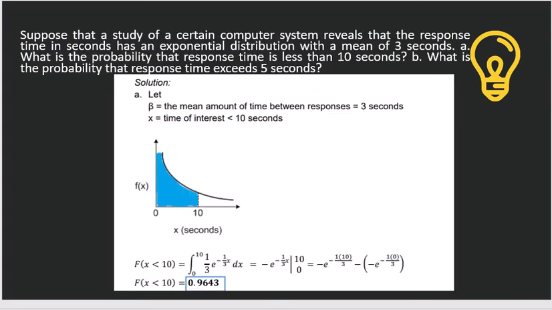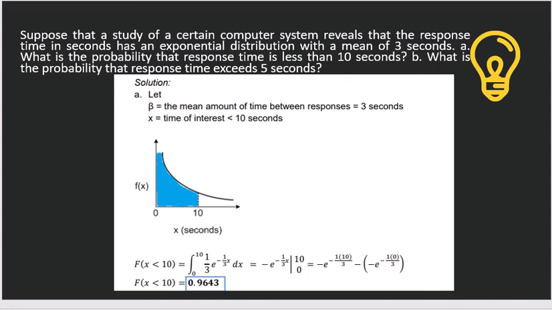So we have the given formula. We have the given example. Suppose that the study of a certain computer system reveals that the response time in seconds has an exponential distribution with a mean of 3. What is the probability that the response time is less than 10 seconds? What is the probability that the response time exceeds 5 seconds? So we're going to use your beta, the mean amount of time, which is 3 seconds, and your x will be the time of interest, which is equivalent to 10 seconds.